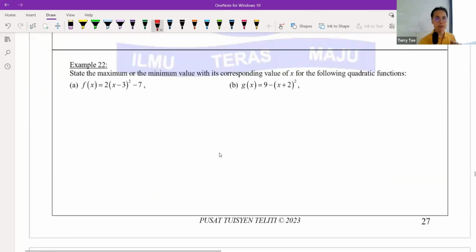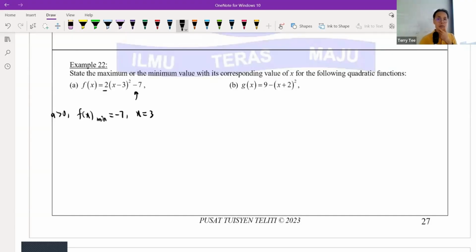Okay, let's look at one example. Very simple. Your Q value is -7. In this case, your A is more than 0. Your A is 2. So it has a minimum value of -7 when x is 3. They say state the maximum or minimum with the corresponding value of x. This is the minimum, and this is the corresponding value of x.